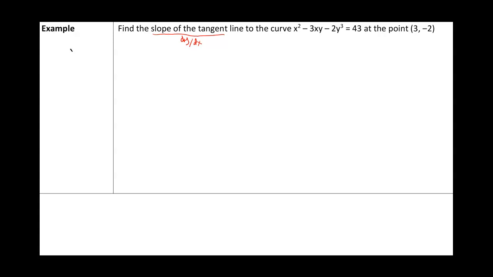Whenever we have x and y on the same side, especially when they're exponents or there are multiple y's, the best way to do this is implicit differentiation. For implicit differentiation, we are going to take the derivative with respect to x of all the terms. So d/dx of x squared, d/dx of 3xy, d/dx of 2y cubed, and d/dx of 43. Okay, now let's go through each term.